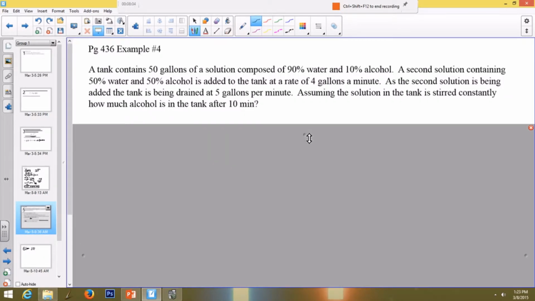Okay, so now we're looking at example number 4 on page 436. It says this: a tank contains 50 gallons of a solution comprised of 90% water and 10% alcohol. A second solution containing 50% water and 50% alcohol is added to the tank at a rate of 4 gallons per minute. As the second solution is being added to the tank, the tank is being drained at 5 gallons per minute. Assuming that the tank is stirred consistently, how much alcohol is in the tank after 10 minutes?